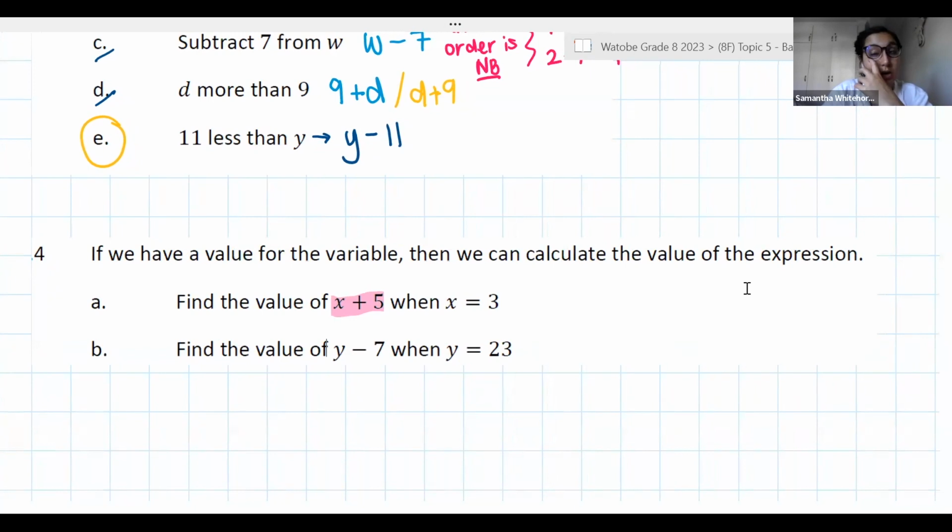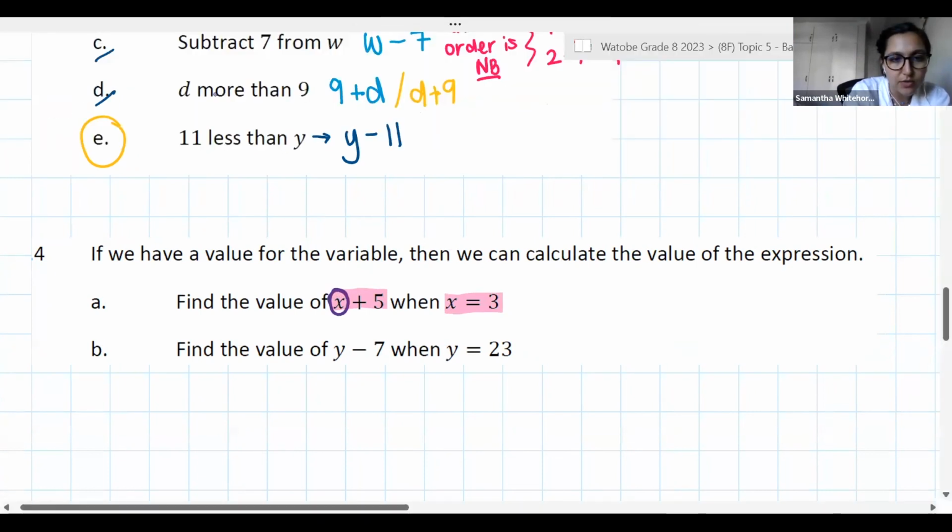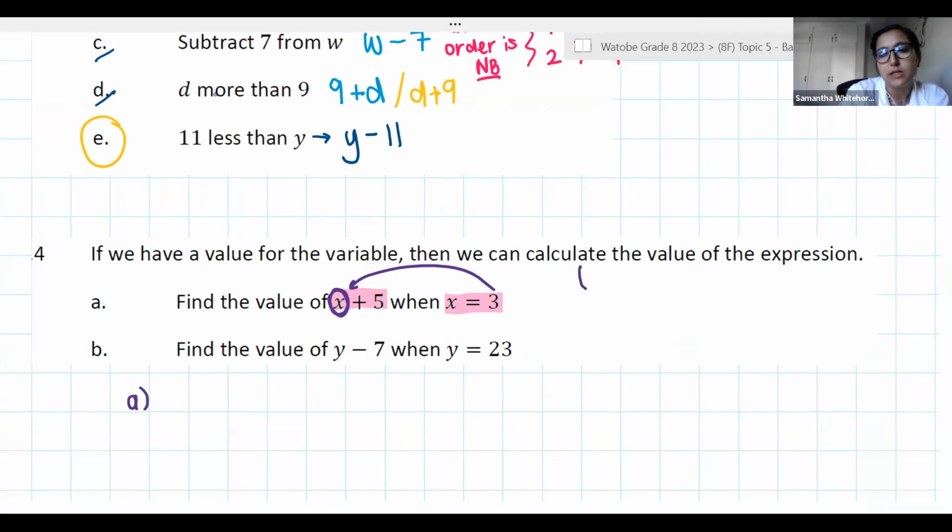And that's essentially what I was talking about right at the beginning of the lesson. So we've got the expression x plus 5, and I'm telling you x is equal to 3. So essentially I'm saying this value x over here is actually a value of positive 3. And so what that means is we can use substitution to calculate the value of our expression.